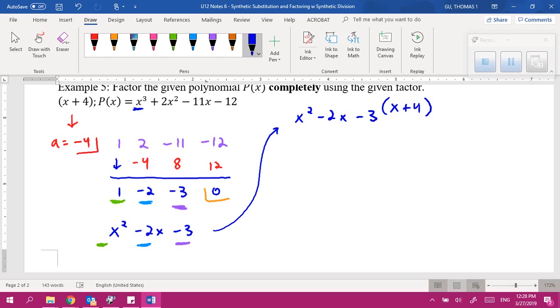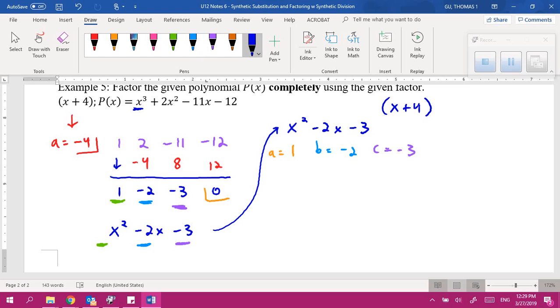What method can we use to factor this polynomial? X squared minus 2x minus 3. The X box method, that's right. So using the X box method, what is A? What is B? And what is C?